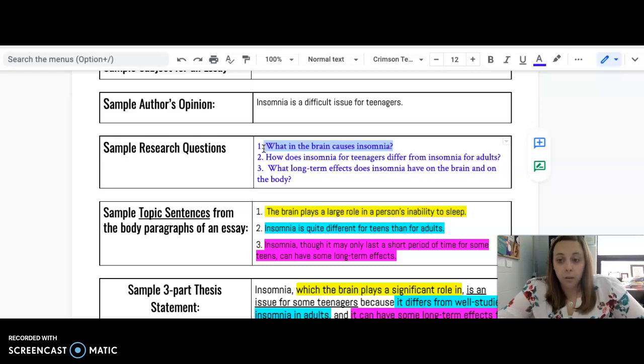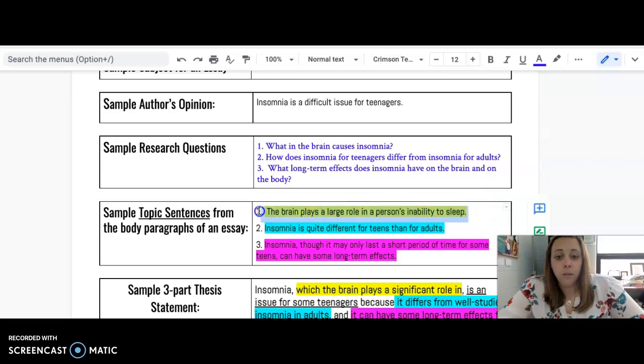I need to flip that around into a topic sentence. So when I'm doing that, I have to get rid of my question mark. I have to get rid of my question word. So what in the brain causes insomnia has become, for me, the brain plays a large role in a person's inability to sleep. It could have been simpler. The brain plays a large role in insomnia.